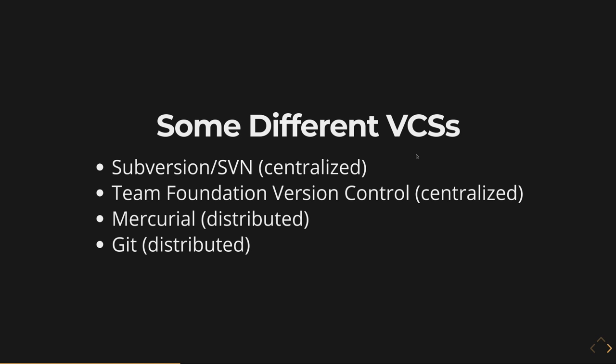Also, if you're working in a Microsoft shop, you might have to use their Team Foundation services. They implemented their own centralized version control system, but from the last version on, apparently you can decide to switch out the native version control with Git instead. So even if you're using Team Foundation services, you don't have to use Team Foundation version control. Then there's Mercurial, which is pretty similar to Git. It's also a distributed VCS. And yes, Git, which we're discussing today. These are probably the four most common ones.